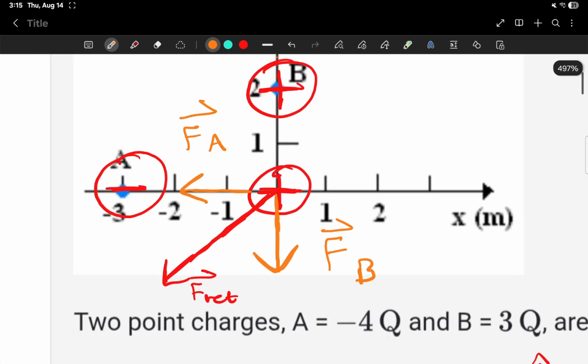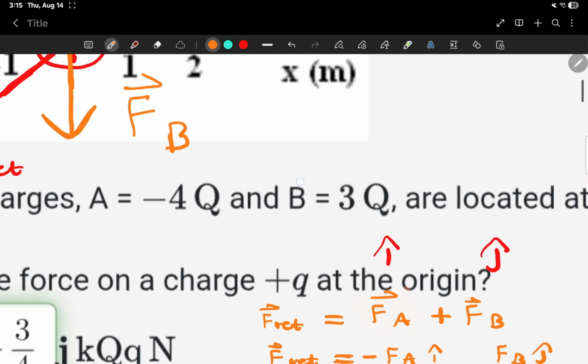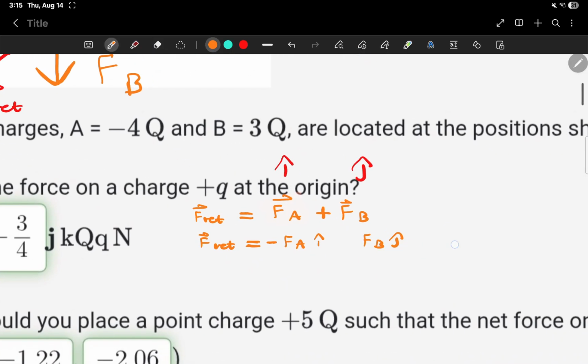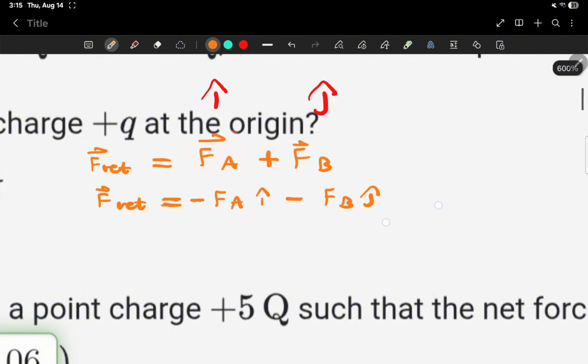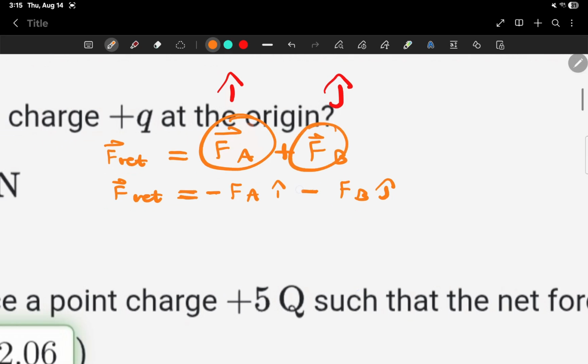I know that the force by charge A on the charge at the origin is in the negative i hat direction. So I know that it's going to be negative, and I already wrote i hat. It's going to be the same thing for charge B. It's in the negative j hat direction, so this is going to be negative as well. Now I need to just find the magnitudes of the forces, because I've already accounted for the direction, so I don't have to worry about the vector form anymore.